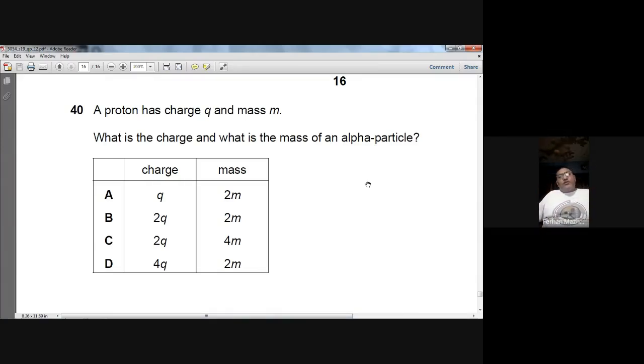The mass of the proton and the neutron is almost the same. Because alpha has 2 neutrons and 2 protons, so in total they are 4. So their mass will be 4m. So charge will be 2q and the mass will be 4m. So for question number 40, it looks like C is the choice.